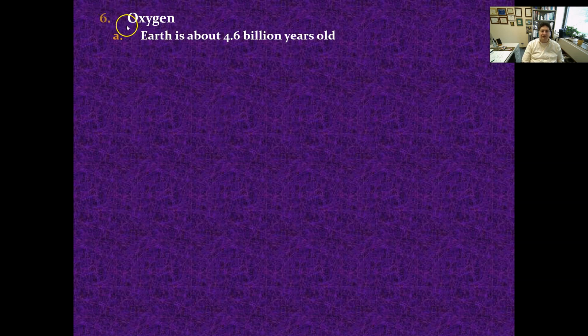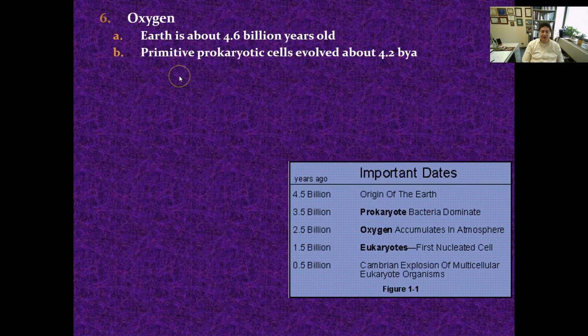Now, oxygen's interesting because it goes back a long ways in Earth's history, but wasn't always on Earth. Earth itself is about 4.6 billion years old, but prokaryotic cells evolved around 4.2 billion years ago. So this is the prokaryotes. About 4.2 billion years ago, you get your first prokaryotes. By about 2.5 billion years ago, we know that oxygen began accumulating in the atmosphere.